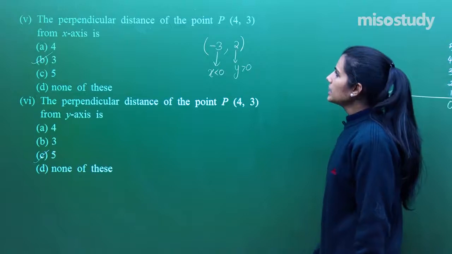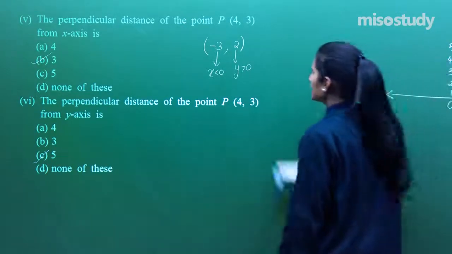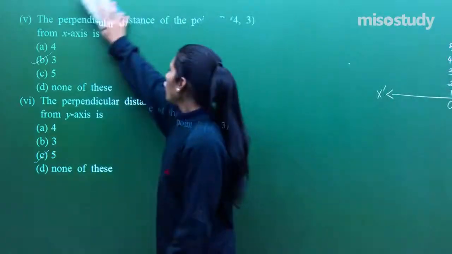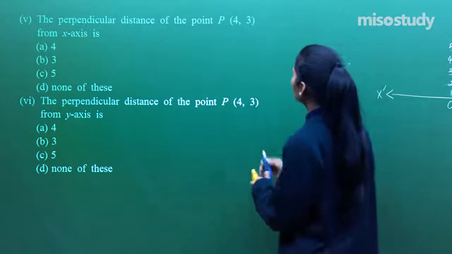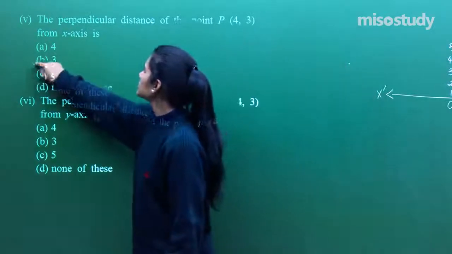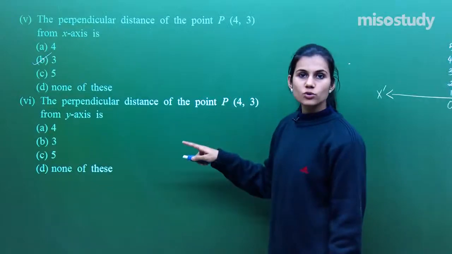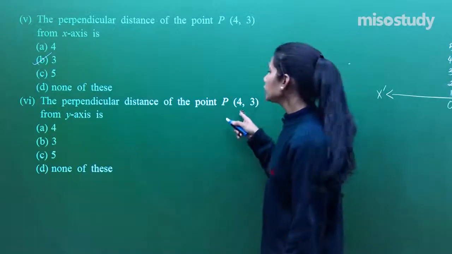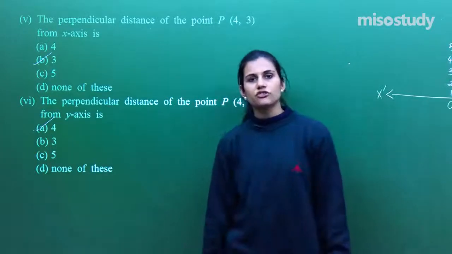Next question says the perpendicular distance of the point from the x-axis. You know that the perpendicular distance of a point from the x-axis is equal to its y coordinate. Y coordinate of the point is 3, so this distance is 3. The perpendicular distance of the same point from the y-axis is going to give you its x coordinate, which is 4, so your answer is 4, and that brings me to the end of the discussion over the questions.